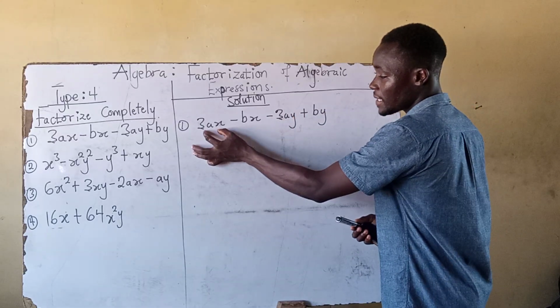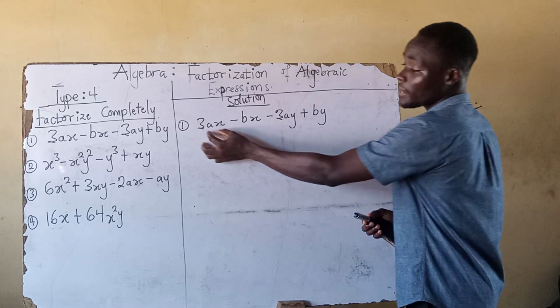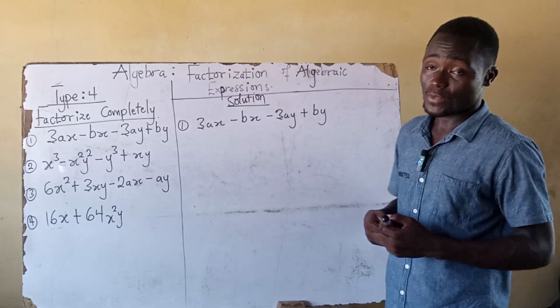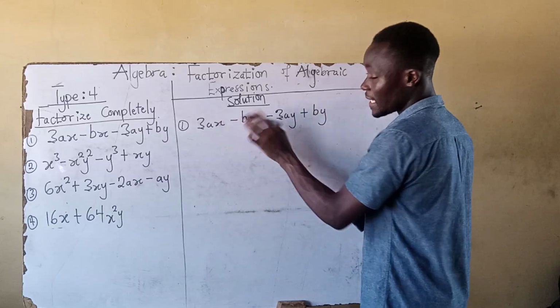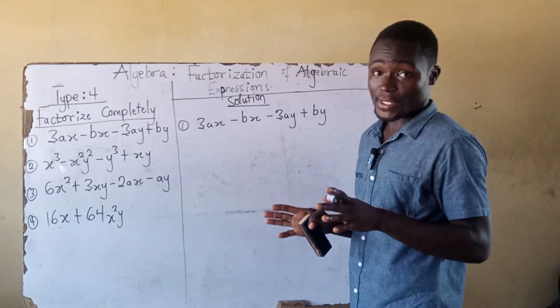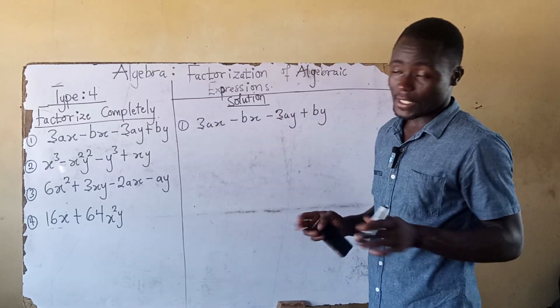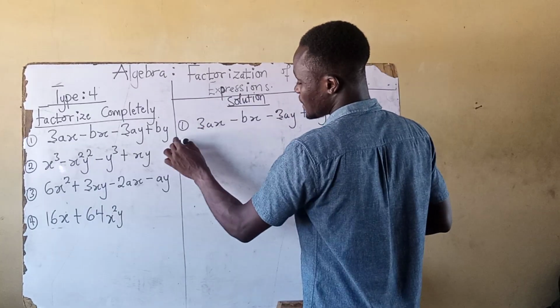I cannot pick this and this as one fold because they don't have something in common. Are you with me? So now I can pick this and this as one fold because they have something in common. I can also pick this and this as one fold because they have something in common. Right, so let's get started.